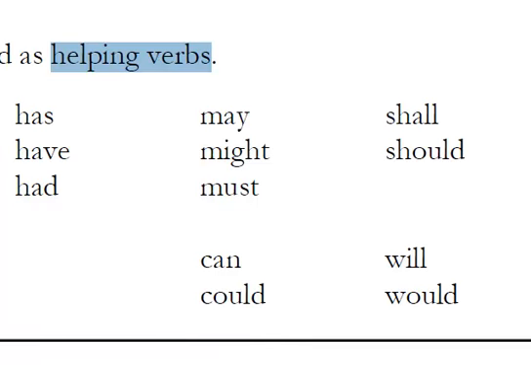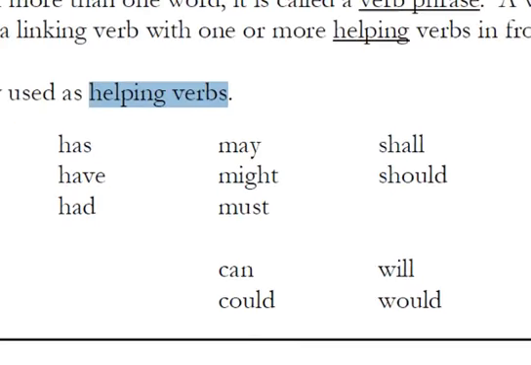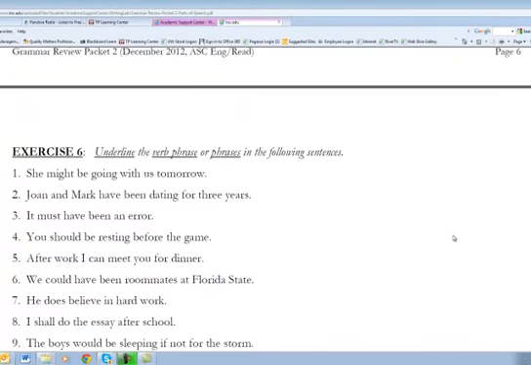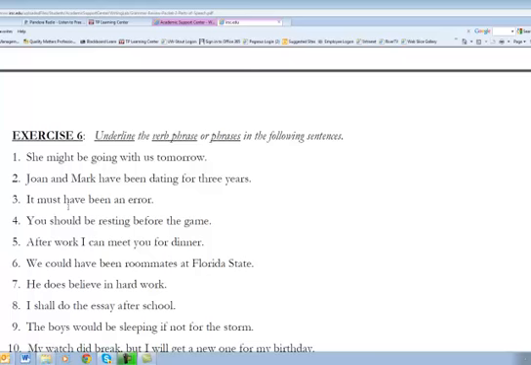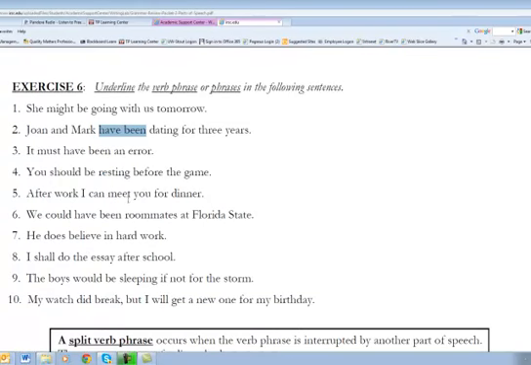So take some time to look at this box and recognize that all of these words can be used as helping verbs. And then what you want to do is start getting into the habit of looking for verb phrases. So she might be going with us tomorrow. Might be going is the entire verb phrase, and then we have some helping verbs here. Have been dating for 3 years. So what you'll notice is we have a string of verbs, and when you have more than one, then we have helping verbs attached. It's good for you to recognize that we can have one or two or more in a verb phrase.